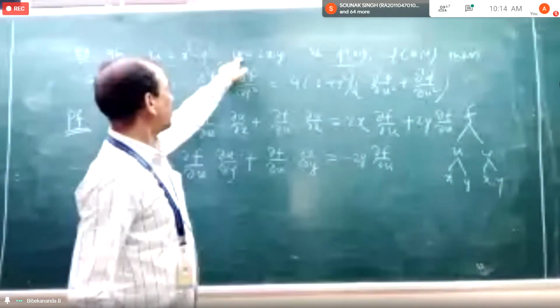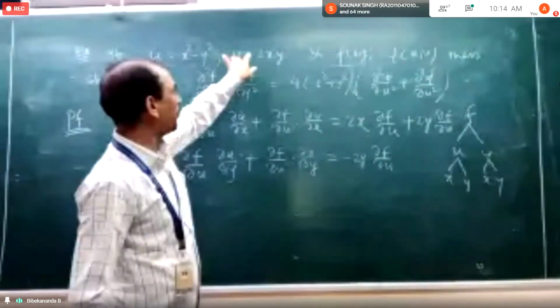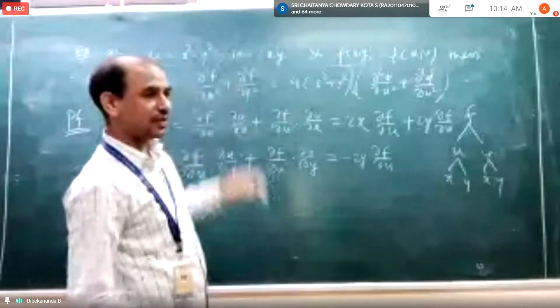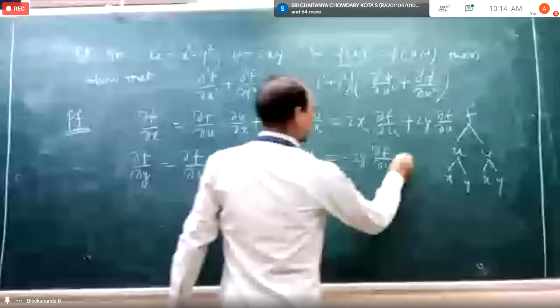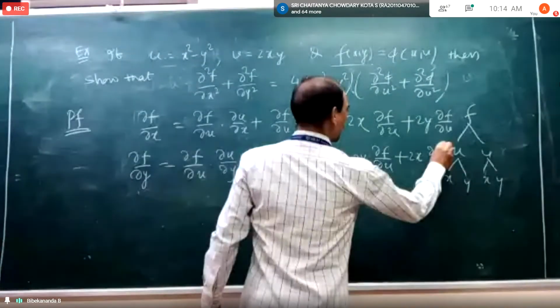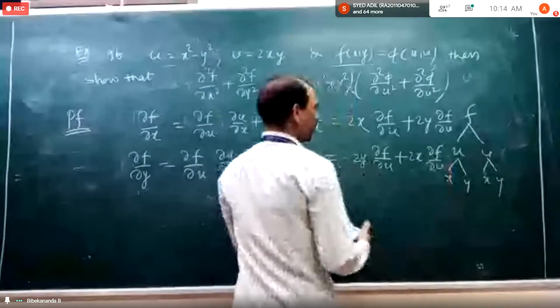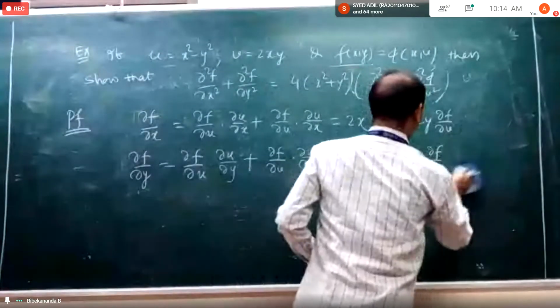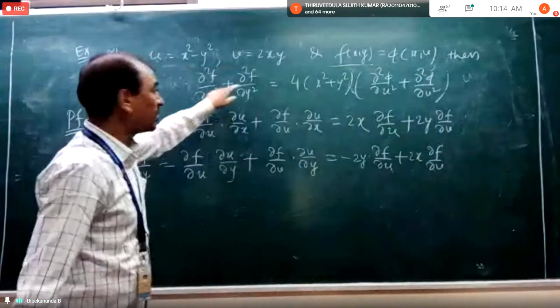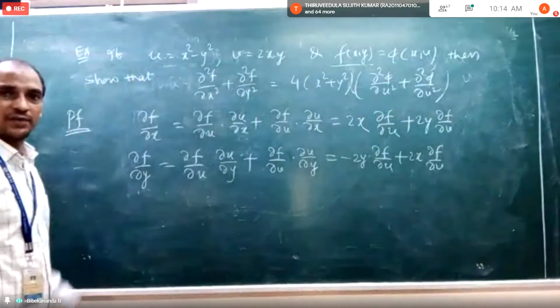2y, sir. Sorry, 2x. Derivative of v with respect to y. What is that? 2x, sir. Yes. And you don't know what is dou f by dou v. What is dou f by dou v? Okay. But we need second order derivative. We got first order derivative.